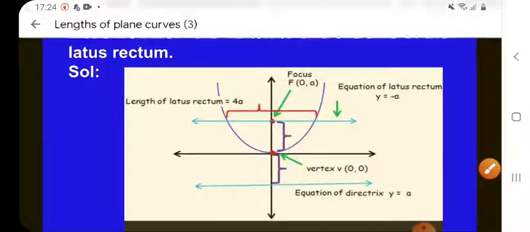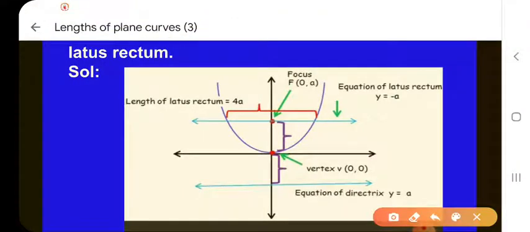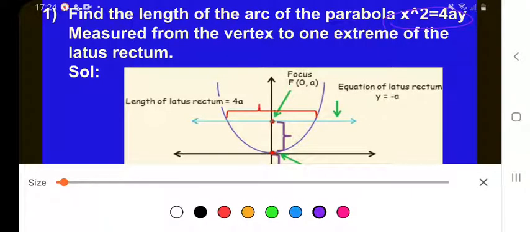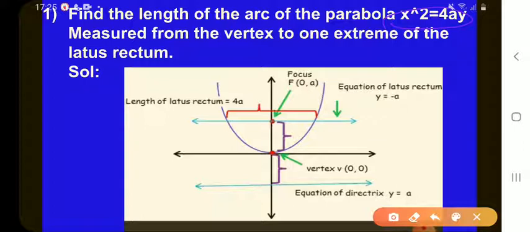See here, what is the first sum? Find the length of the arc of the parabola x square equals 4ay, measured from the vertex to one extreme of the latus rectum. What is the equation here? x square equals 4ay.